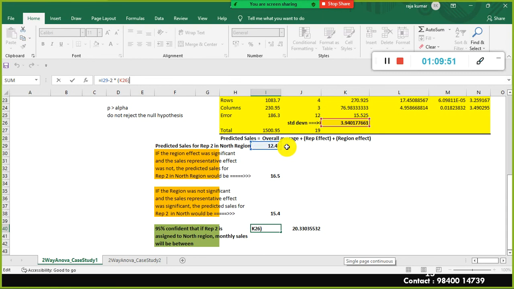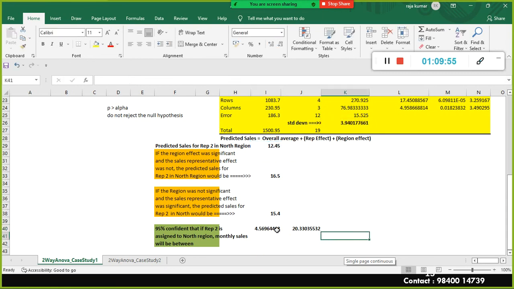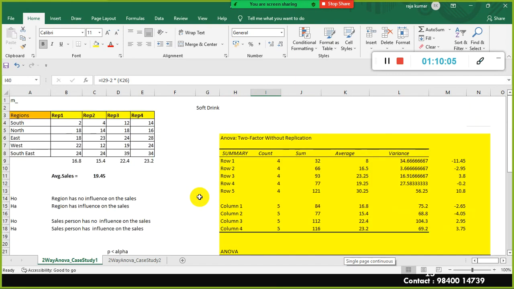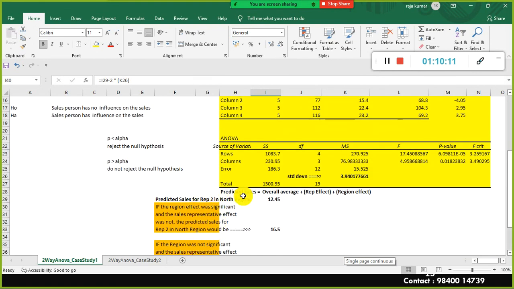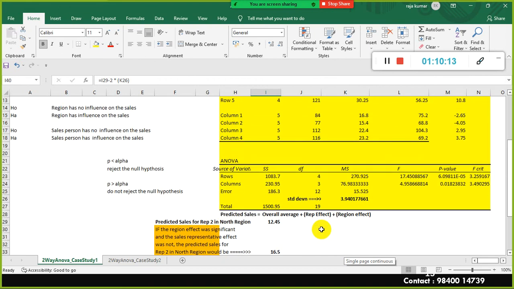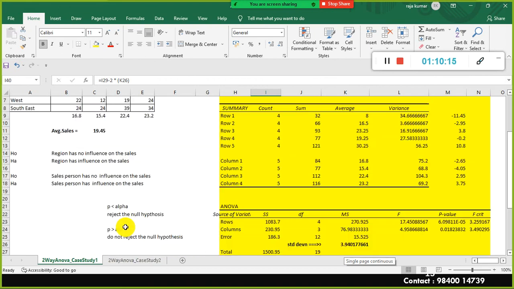So this 12.45 minus 2 into the standard deviation gives you the lower bound. This gives the upper bound. With 95% confidence, you can achieve the sales between this range only. So using Anova, we can make predictions also. We can do the estimation with Anova. Similarly, you can find out predicted sales for Rep 3 in North region, Rep 4 in North region also. You can do it. Fine.